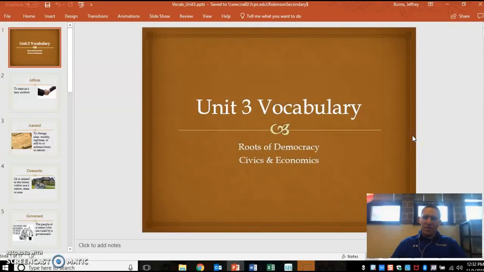All right, here we go with Unit 3. Only one set of vocabulary this unit, 16 words. You can handle that. Your due date will be in a couple weeks, so make sure you write down the due date that is posted in class.